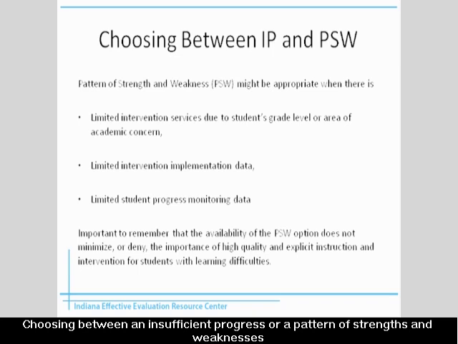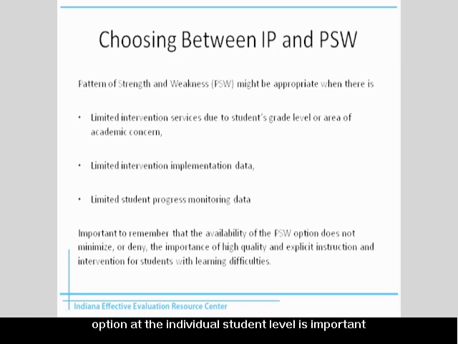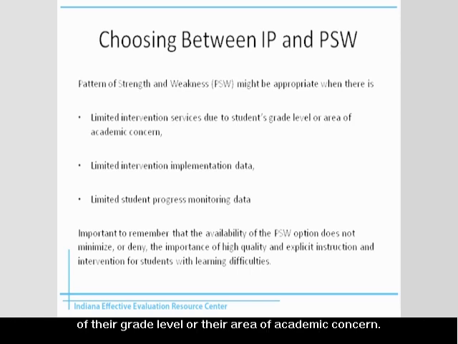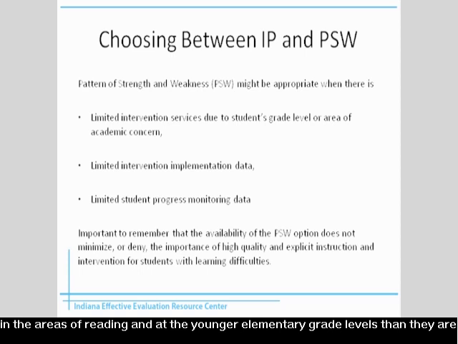Choosing between an insufficient progress or a pattern of strengths and weakness option at the individual student level is important, and really is based on the fact that the PSW option is there when it is needed, and that may be due to the fact that there has been limited intervention services provided to the student simply because of their grade level or their area of academic concern. Intervention services currently are much better developed in the areas of reading and at the younger elementary grade levels than they are in other academic areas and at the higher grades.